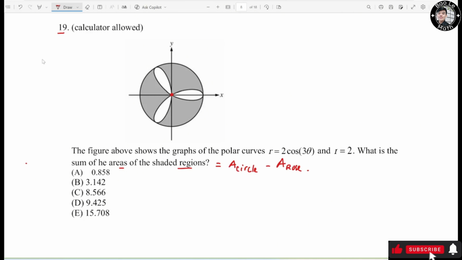So we're going to let 2 cosine 3 theta equals 0, which is the same thing as cosine 3 theta equals 0. So 3 theta equals n pi over 2, where n could be positive or negative integers. So theta equals n pi over 6.